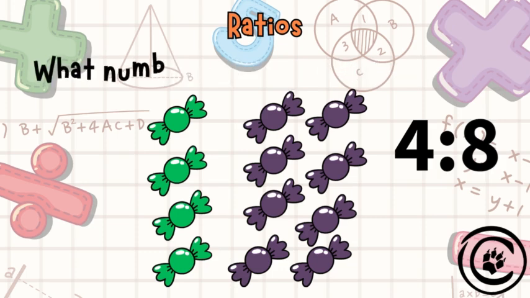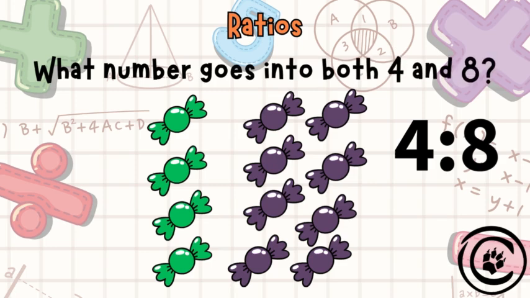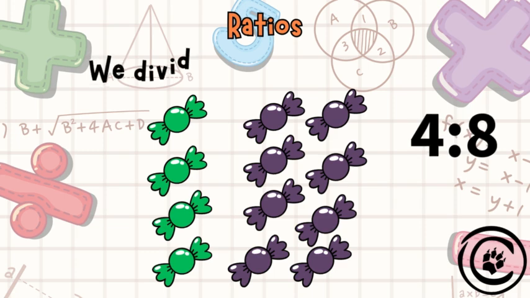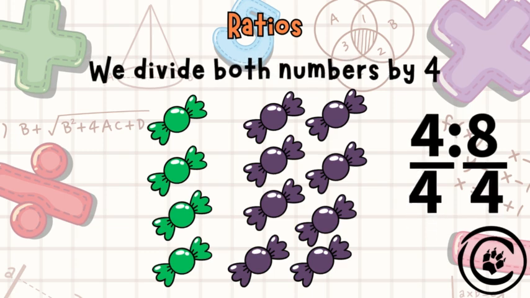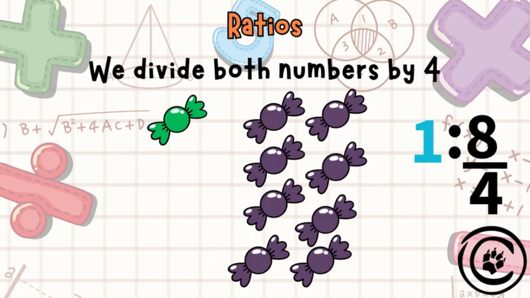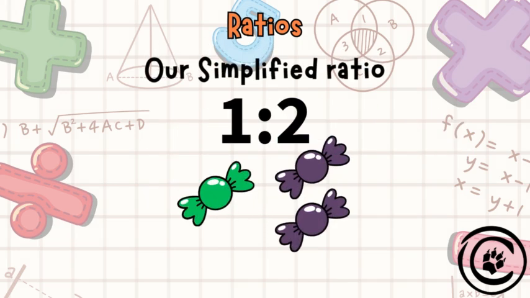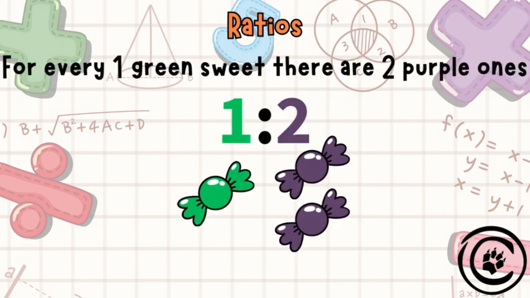What number goes into both 4 and 8? The answer is 4. So we divide both numbers by 4. 4 divided by 4 equals 1, and 8 divided by 4 equals 2. So our simplified ratio is 1 to 2. This means that for every 1 green sweet, there are 2 purple ones.